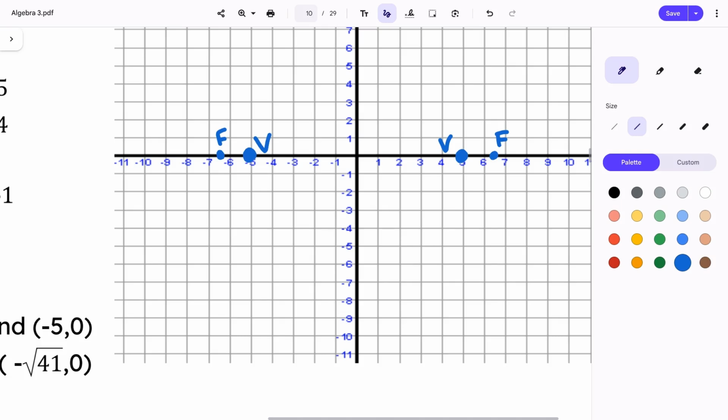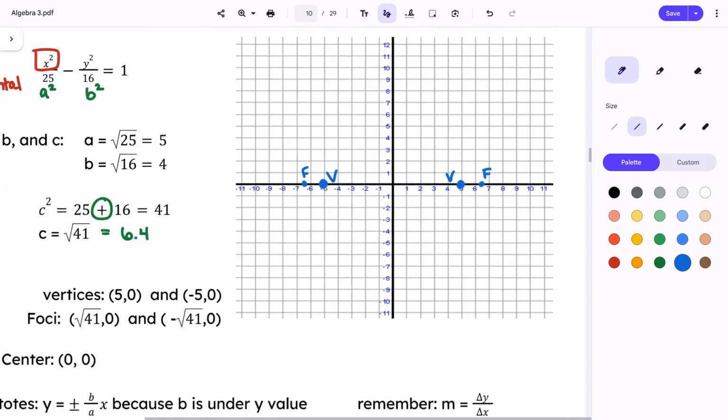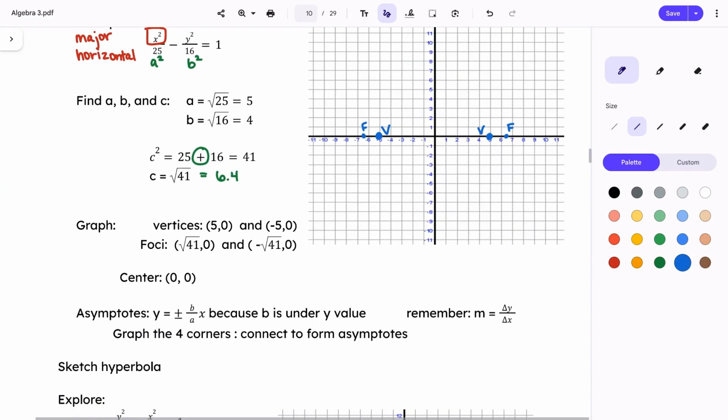Okay, now I need to get those asymptotes in there because I do need to graph my branches in, but I need to know where those dotted lines go so I don't make my branches too wide or too narrow. I want to make sure that they fit inside those asymptote lines. So down below, we're going over how to find the asymptotes. This is the new piece.